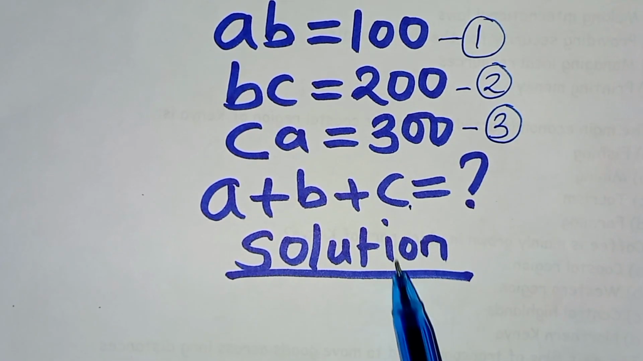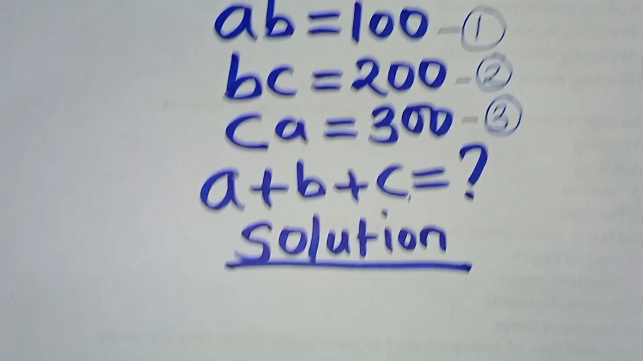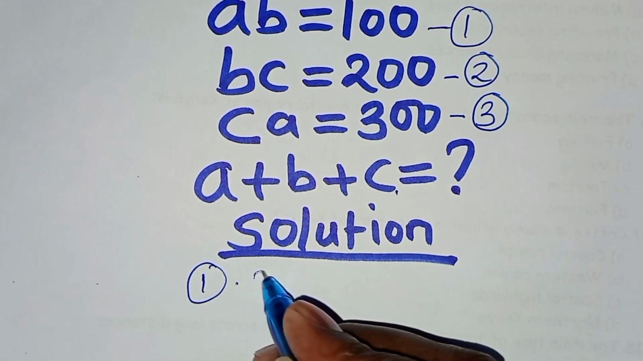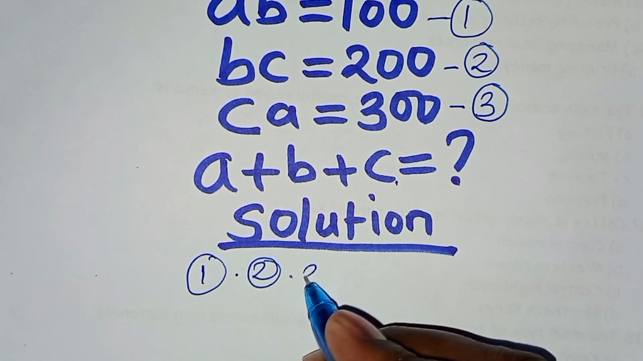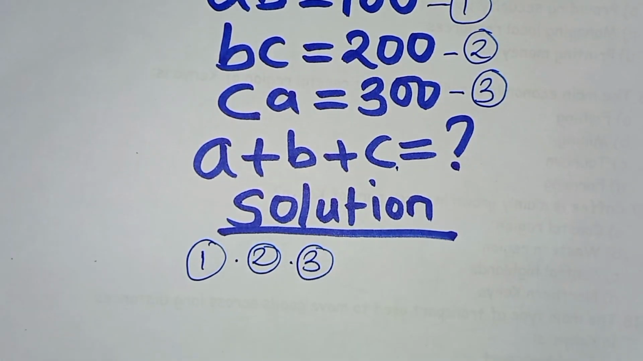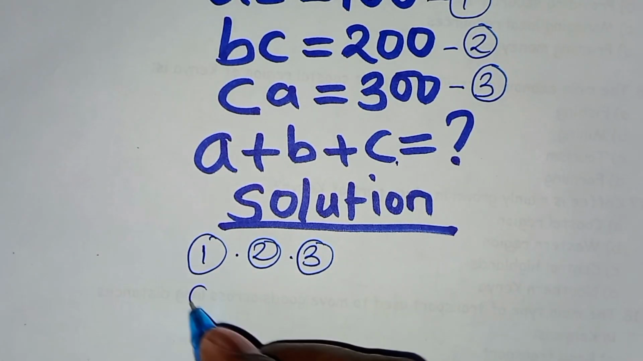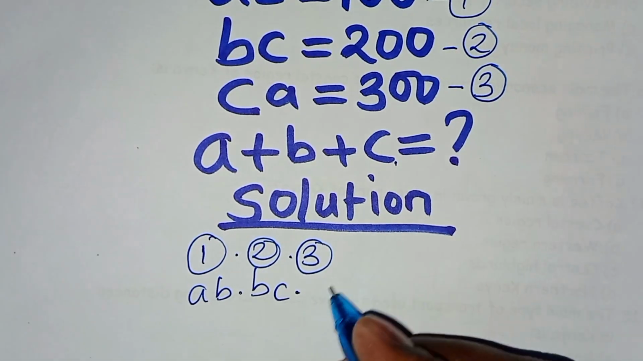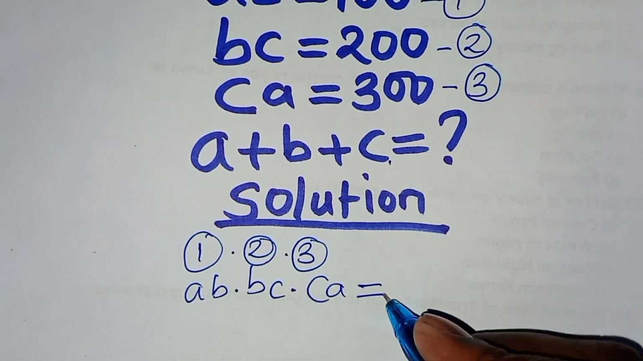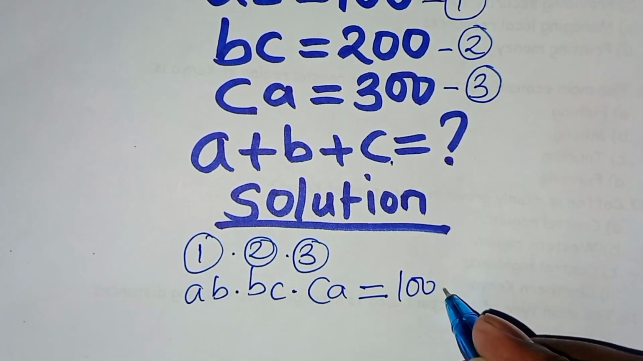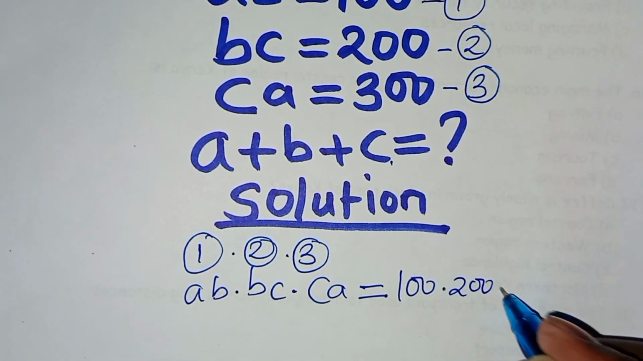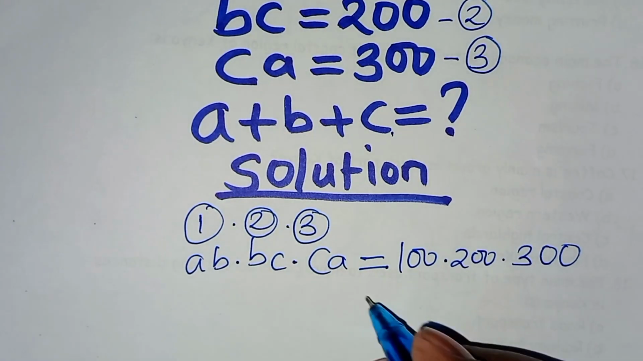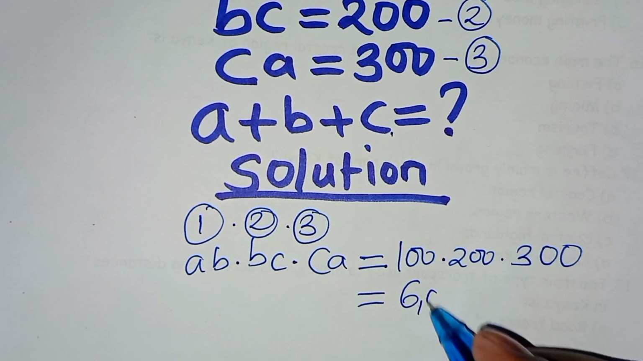Now, the solution to this problem. The first thing to do here is multiply equation 1, by equation 2, by equation 3. In this case, we have ab multiplying by bc multiplying by ca, and this is equal to 100 multiplying by 200 multiplying by 300, and this is equal to 6 million.